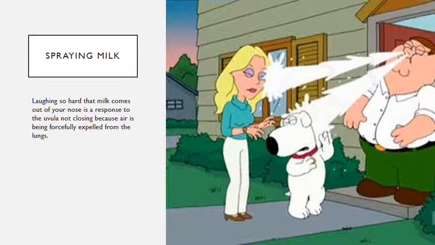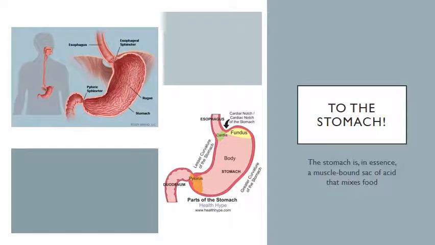So, when you laugh really hard right after you swallow something, you might bypass that uvula, causing liquids to come right out of your nose. But if you get past the epiglottis, you're heading down toward the stomach. This is effectively a muscle-bound sac of acid that mixes up food. It's a storage tank.